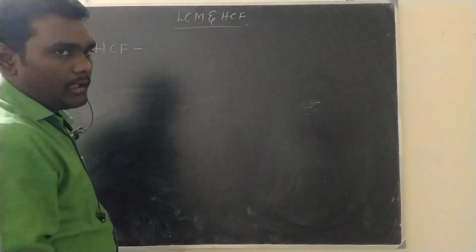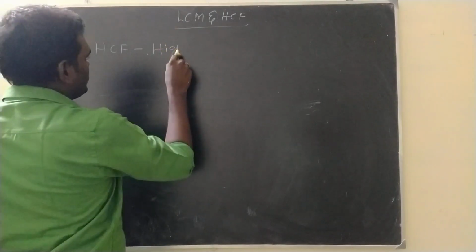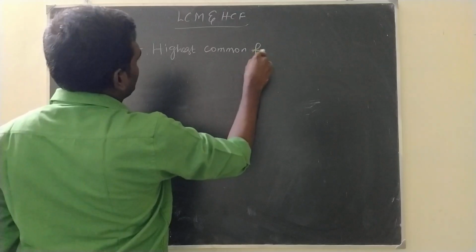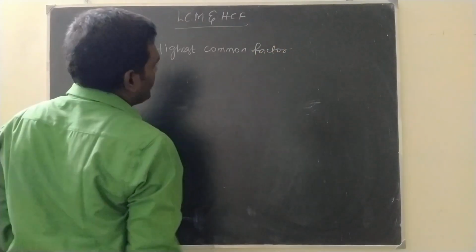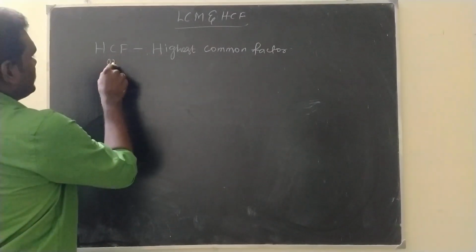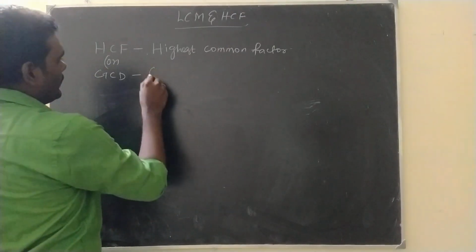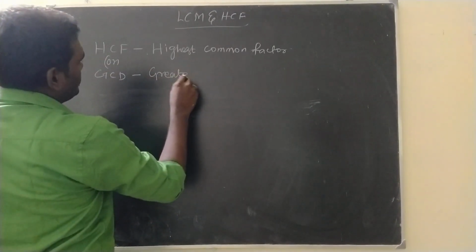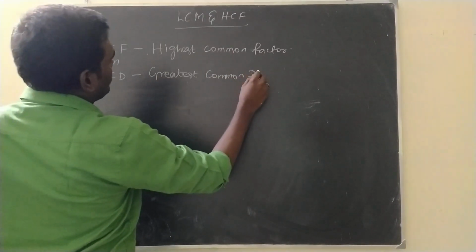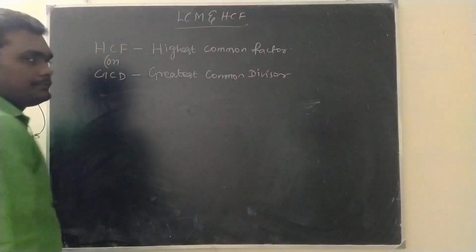HCF can be abbreviated as highest common factor. This has another name too. That name is GCD, meaning greatest common divisor.